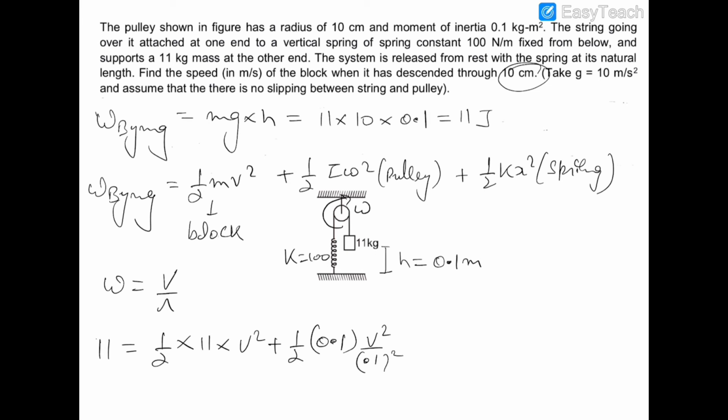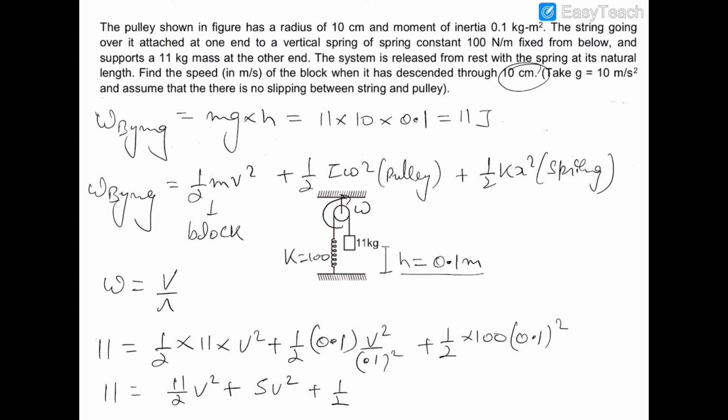Okay, plus half k is 100, and x is obviously equal to h, because the distance by which this block has descended is the same distance by which the spring would be extended. So this is 0.1 whole square. So 11 is equal to 11 by 2 v square plus this is 5 v square and plus this is 1 by 2, because 100 into 0.1 square is 1.